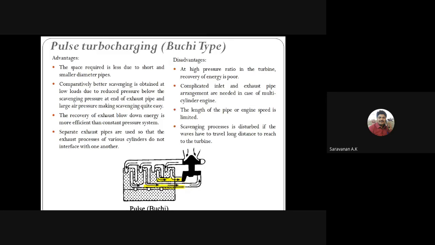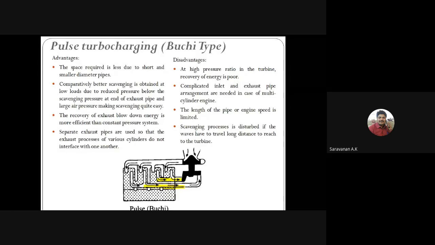For the advantages, the space required is very less due to the short and small diameter exhaust pipes. Comparatively better scavenging is obtained at low head due to the reduced pressure below the scavenging pressure at the end of the exhaust pipe, making the scavenging quite easy. The recovery of the exhaust blowdown energy is more efficient than the previous one, that is the constant pressure turbocharging system.